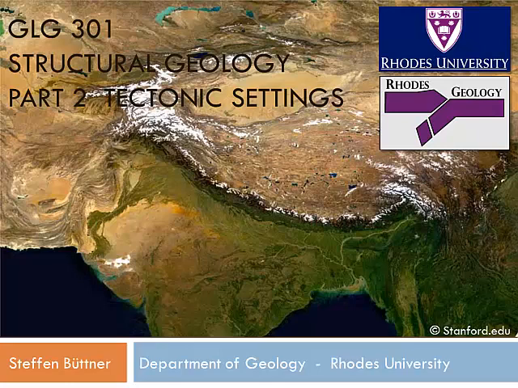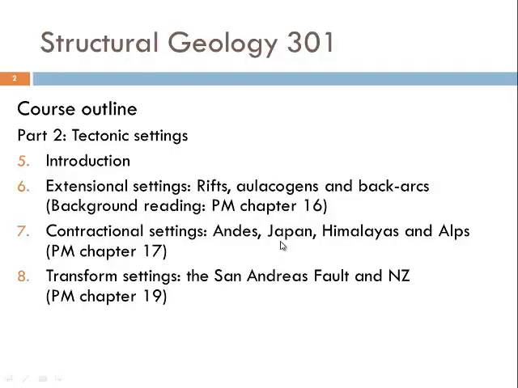Ladies and gentlemen, welcome to our second part of the Structural Geology course, in which we talk about tectonic settings. Here in chapters 5 to 8, we will, after an introduction, talk about extensional settings, rifts or aulacogens and back arcs specifically, and then in a series of case studies, contractional settings in the Andes, Japan, Himalayas and the Alps. Transform settings in the San Andreas Fault and in New Zealand are completing this course, and you can read up a little bit more background in Van der Pluijm and Marshak's textbook in chapters 16 to 19.